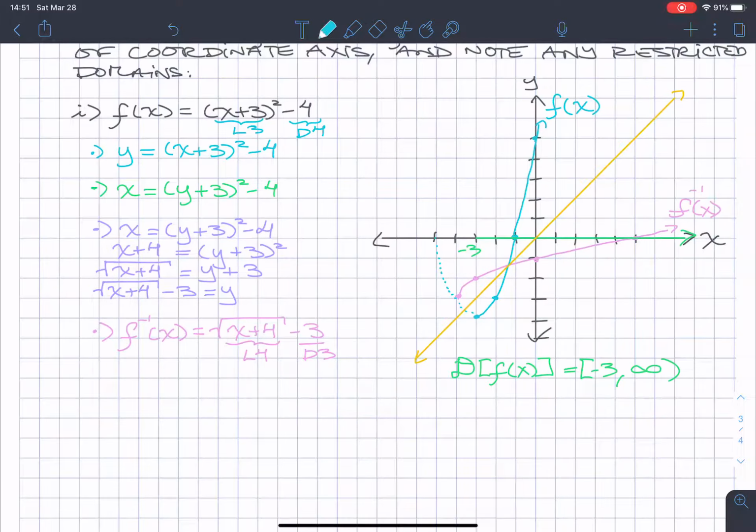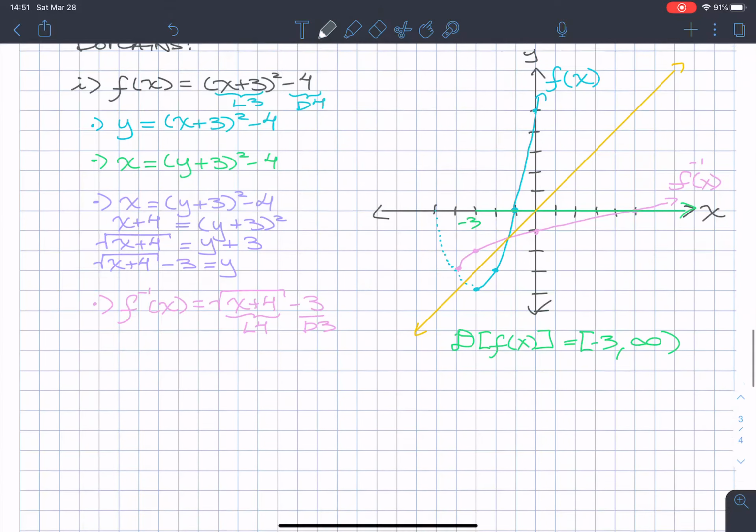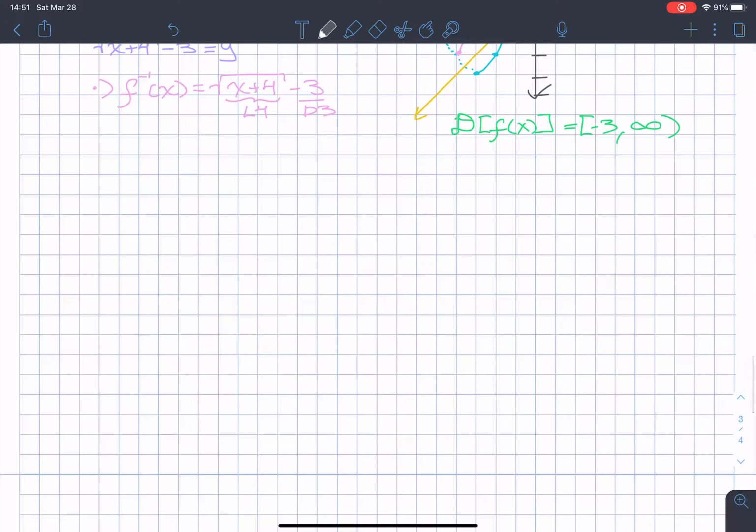Okay, so let's do a couple more plots. So number 2. Let's see, what shall we do for number 2? Let's do that line. So f of x is equal to 2x minus 4, so hopefully this will be easier to do.